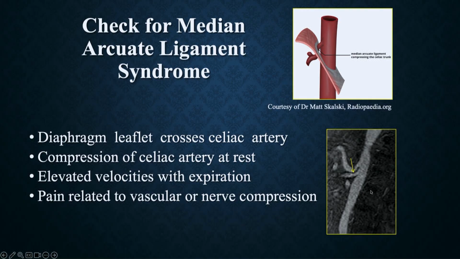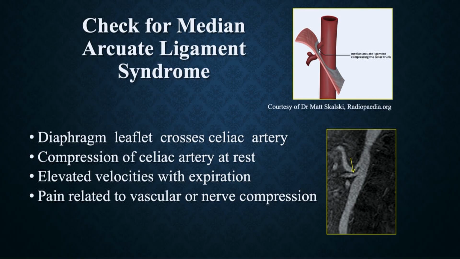Finally, the last thing to mention is the median arcuate ligament syndrome. I'm sure many of you have heard about this before. This is fairly common, especially in young women. You can see that there's compression by the median arcuate ligament, a leaflet of the diaphragm. And what happens is, at rest or with expiration, that diaphragm will compress the anterior aspect of that celiac artery, causing a functional stenosis, which is very nicely seen here on the MRA.